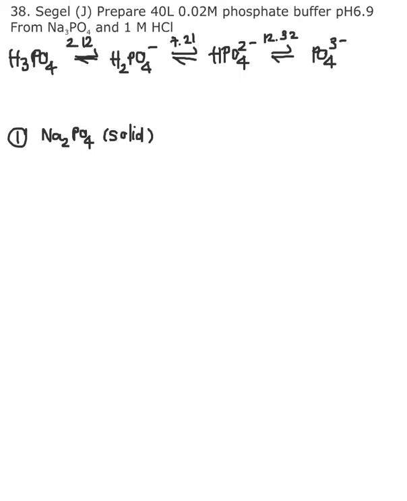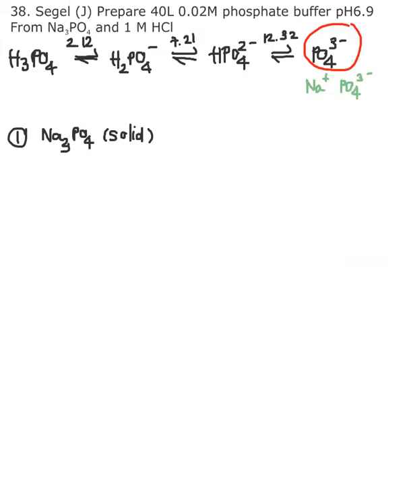So what is sodium phosphate? What does it refer to? If you put sodium phosphate in water, it will dissociate into sodium ion and phosphate ion. So in this case, our sodium phosphate will give you the PO4 3- form.